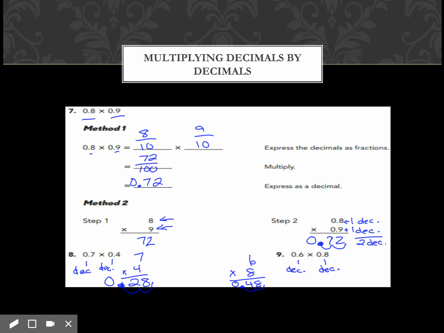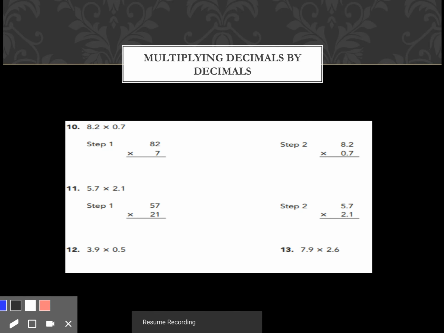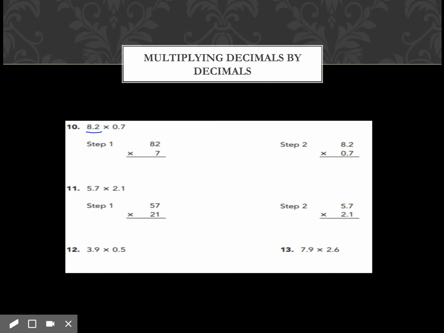So 0.48 would be my answer for 0.6 times 0.8. So when I'm dealing with larger numbers, I'm still going to continue doing regular multiplication. So even if I have a digit that's not a 0 in the ones place, I'm still going to take out the decimals and do regular multiplication. So 8.2, when I take out the decimal, would look like 82 times 7. So that would be 7 times 2 is 14. 7 times 8 is 56, plus 1 is 57.